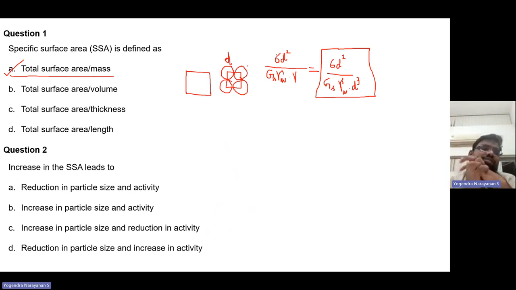Essentially, the specific surface area is measured using sophisticated instruments like nitrogen adsorption techniques, shortly known as BET analyzers, or specific surface area analyzers, which calculate the specific surface area of any powder material by calculating the adsorption of nitrogen on the surface of the grains. At this level, it is important to understand the concept of specific surface area and the methods used to determine it. The working principle of those methods is not required at this juncture of this course. So with this, we will go to the next question.